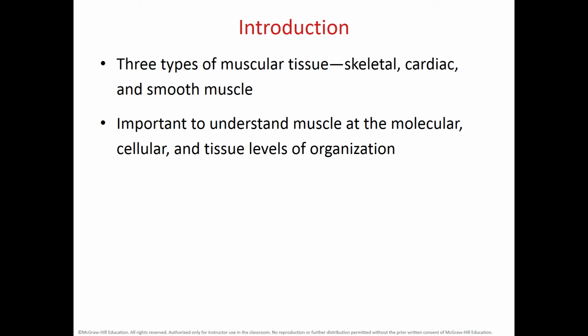Okay, so for the muscular tissue, we have three types of muscle: skeletal muscle, cardiac muscle, and smooth muscle. It's important to understand the composition of these types of muscles, not only at the molecular level and the tissue level, but also at the microscopic level, so we can know how they function.